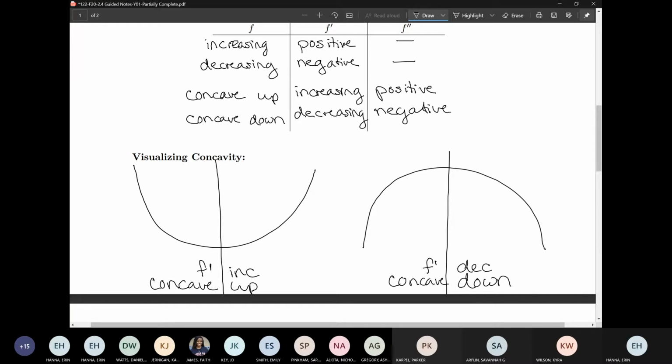But then we have two options for each one. One of them where the function is decreasing and one of them where the function is increasing, which would mean that the first derivative is negative and positive respectively. And then for the concave down option, same idea. You have one that's increasing, one that's decreasing. So the first derivative would be positive and negative respectively. Give you all a couple seconds to take that down. We'll do a couple examples and then we're done with 2.4.